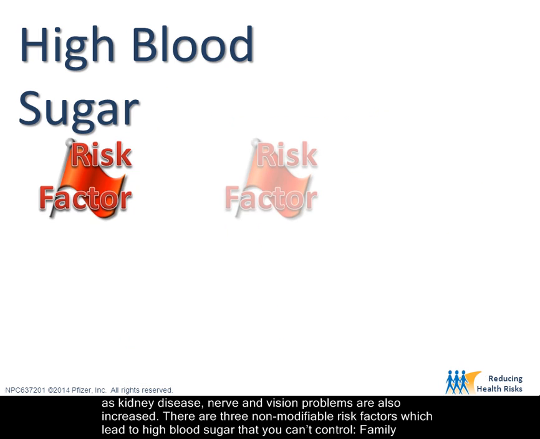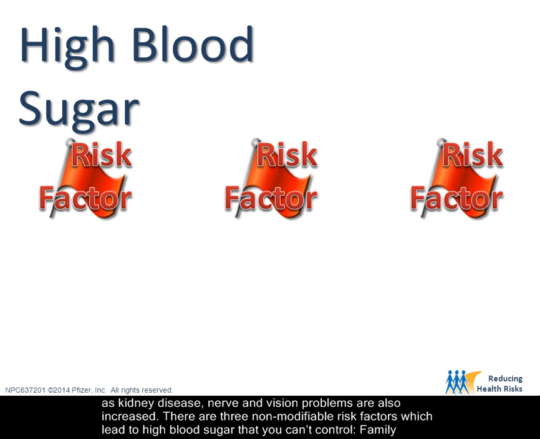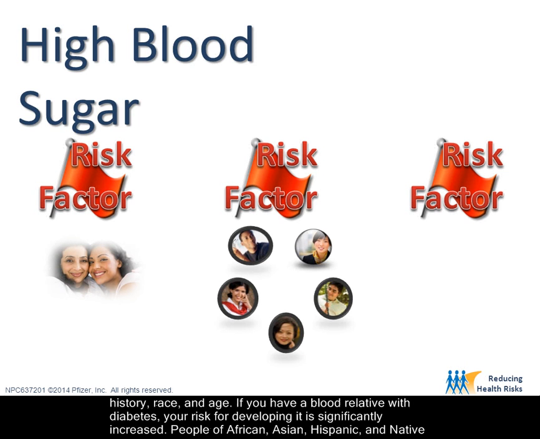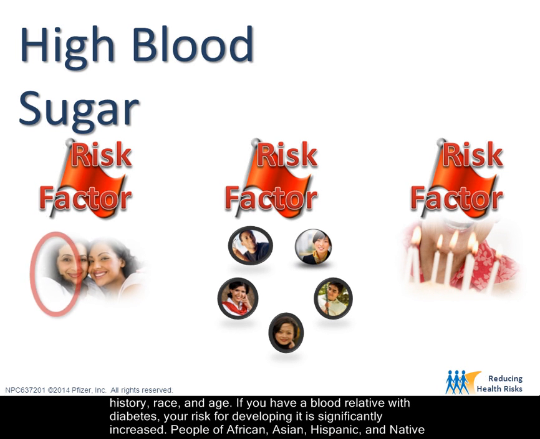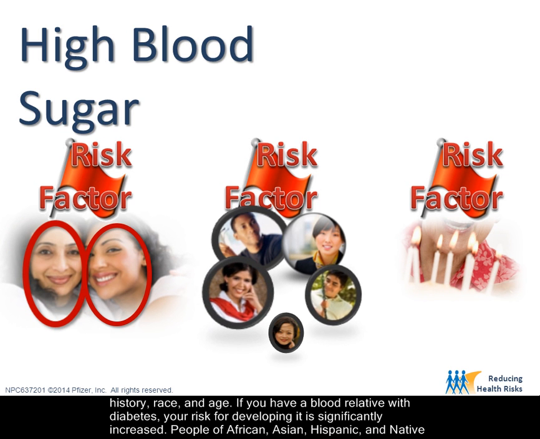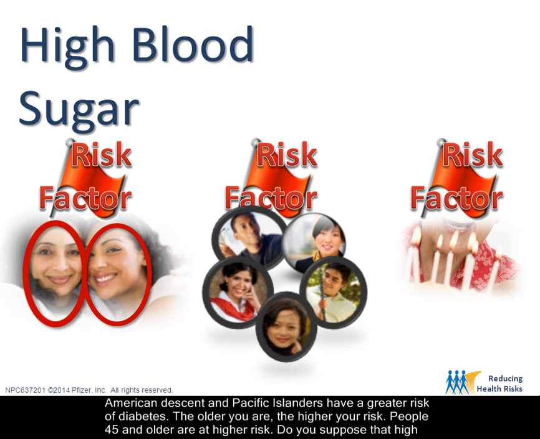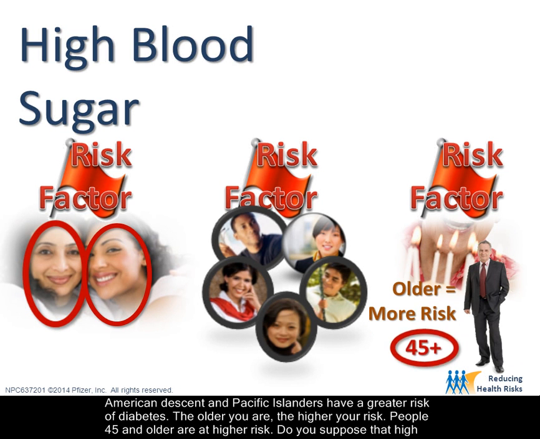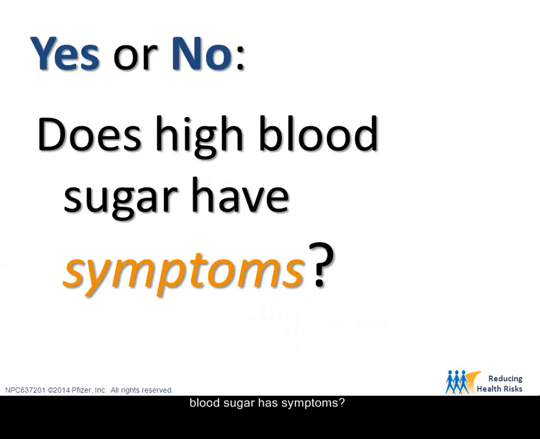There are 3 non-modifiable risk factors which lead to high blood sugar that you can't control: family history, race, and age. If you have a blood relative with diabetes, your risk for developing it is significantly increased. People of African, Asian, Hispanic, and Native American descent and Pacific Islanders have a greater risk of diabetes. The older you are, the higher your risk. People 45 and older are at higher risk. Do you suppose that high blood sugar has symptoms?